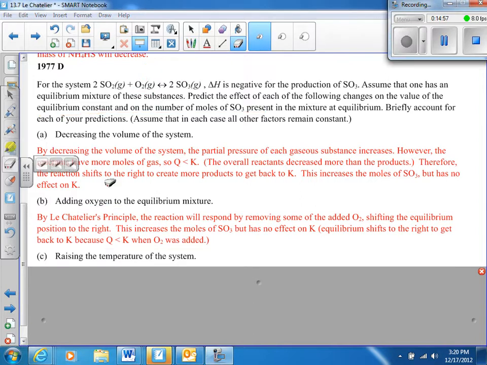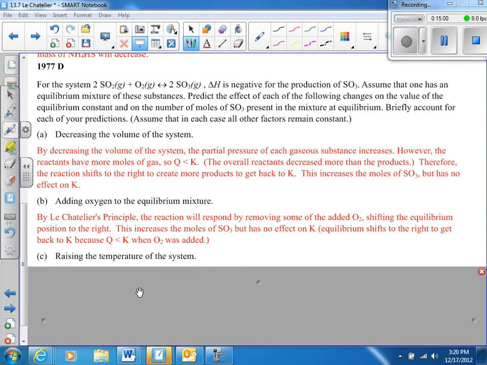Oh, we've changed temperature. We're going to affect K this time. All right, delta H is negative, so heat is a product. And I increase temperature. Pause if you want to do this on your own. I increase temperature, so the system wants to get rid of the heat. The system's going to go to the left. Going to the left is going to make SO3 go down. And the products went down, reactants went up. That will make K decrease, because K is products over reactants.